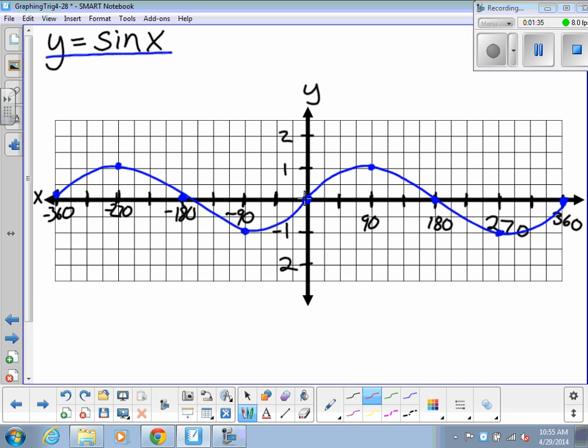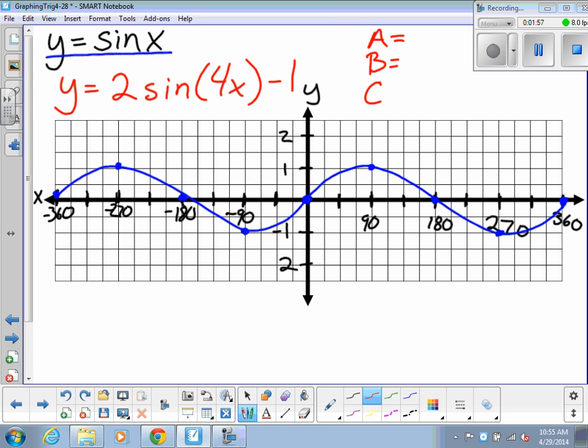Now, if we wanted to do a more elaborate function, say something like y equals 2 times the sine of 4x minus 1, we're going to have to do a few different variations to this graph. The first thing we have to do is identify our a values, our b values, and our c values. In this case, a is 2 because the number in front of the sine function is 2. B is 4 because the number in front of the x is a 4. And c is a negative 1 because the number we are adding at the end is negative 1.